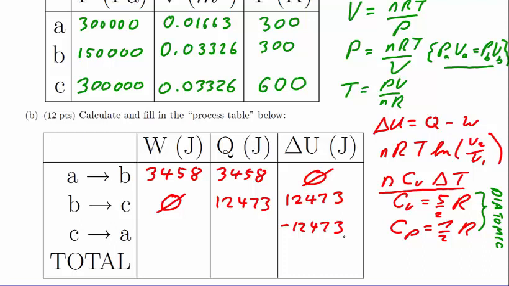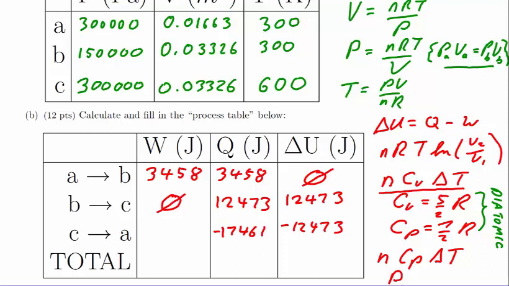For the heat transferred during the process C goes to A, we'll also be using a delta T sort of formula. However, this formula uses nC sub P times the change in temperature. Because the C sub P is 7/2 R rather than 5/2 R, we get a larger result, but still negative for the heat flow in C goes to A. That result is negative 17,461.